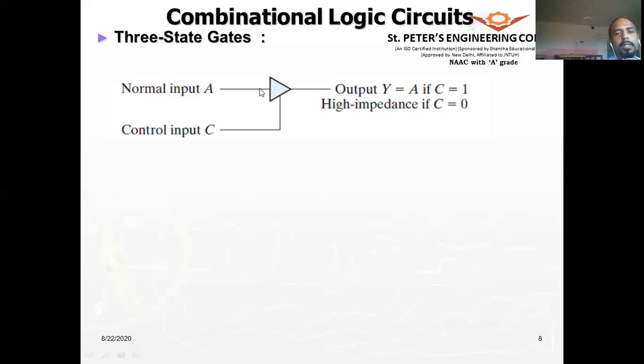Something like that is the understanding here. Okay, so this is the graphic symbol of a three-state buffer, and how it works is what I have explained to you with this diagram.